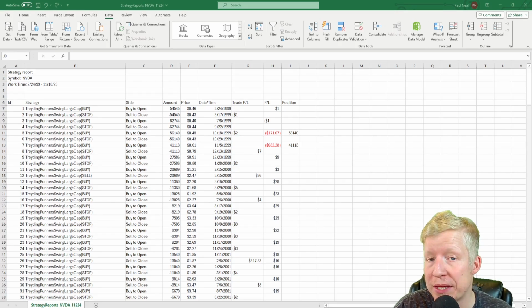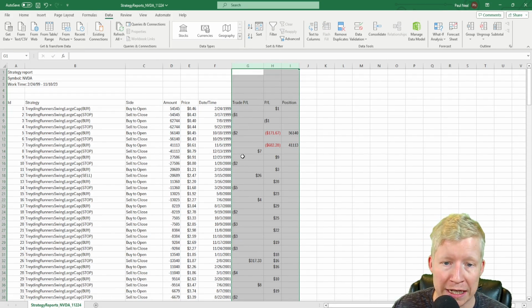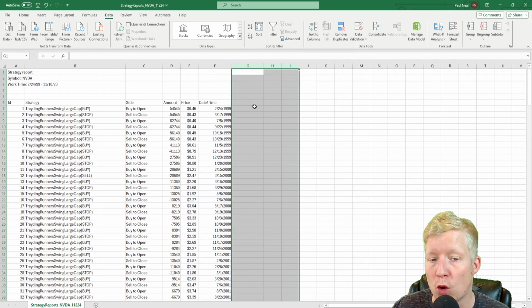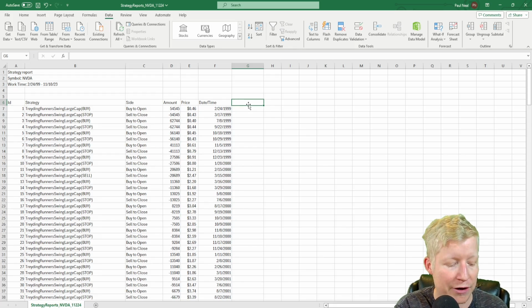You all know how P&Ls are calculated. You take the money that you had at the end of the trade and you subtract it from the money that you put in the trade, right? So that's what we're going to do. We're going to have to put in our own calculation here since the CSV export ends up getting a little wonky for us. So I'm going to go ahead and delete these 3 columns. We won't need them. We're going to rebuild them ourselves, right?